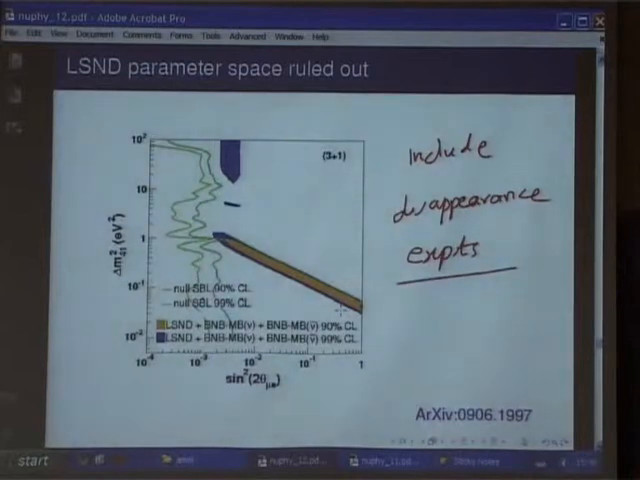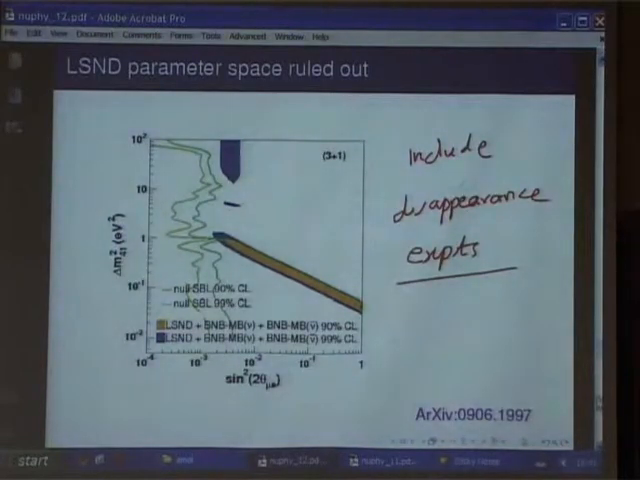So the status now is that one may safely say that LSND is ruled out. People suspect that the LSND experiment had some systematic error they didn't understand. The experiment is now closed, so you can't go back and see what it is. However, most people tend to believe that there was some problem in the LSND experiment. So essentially you ignore it.